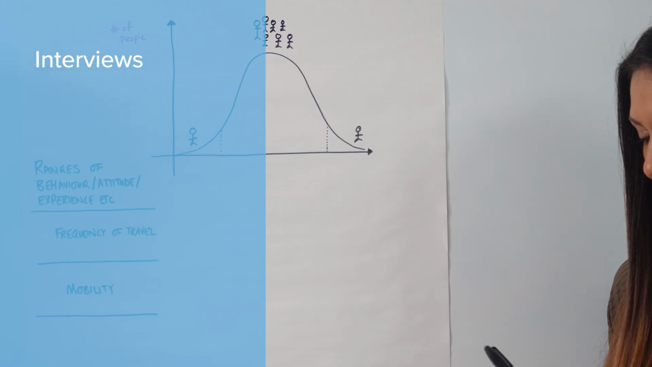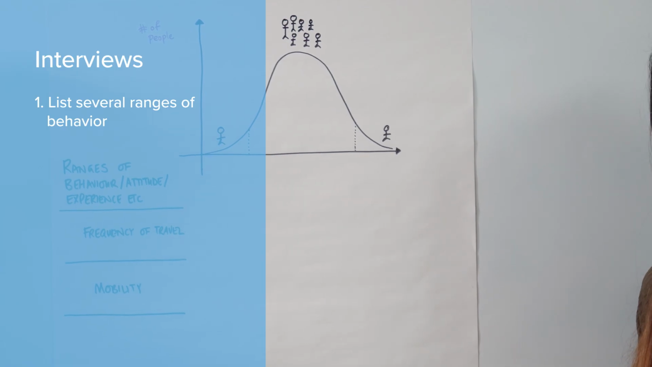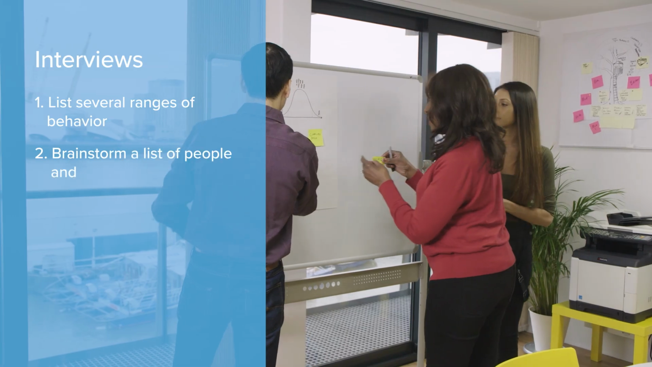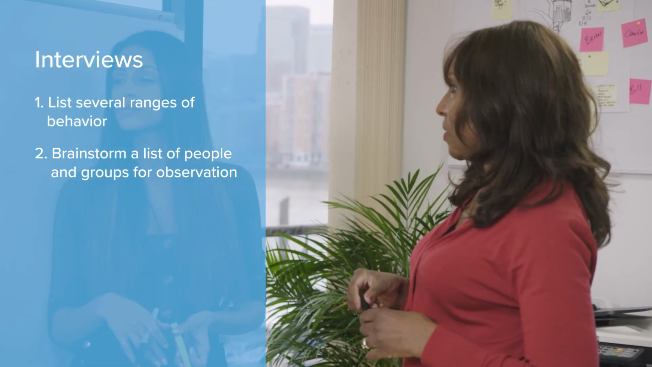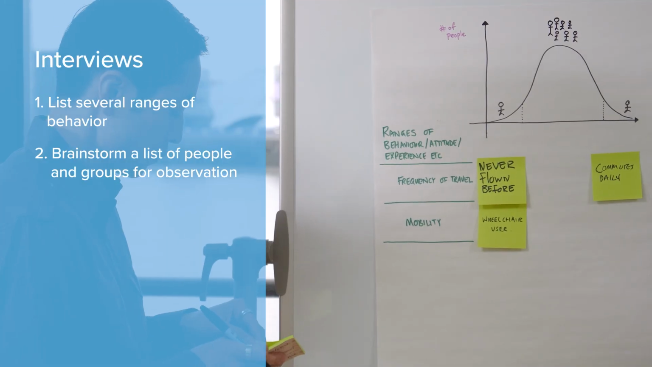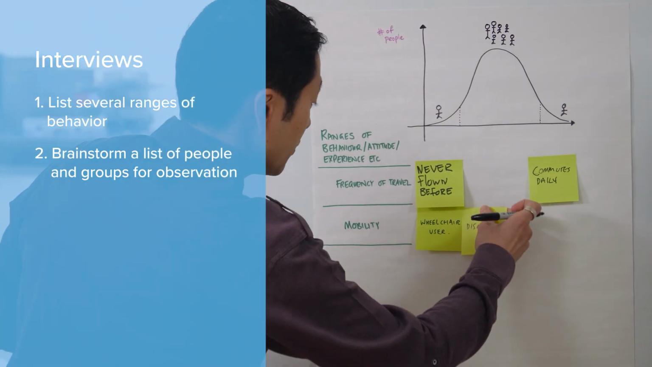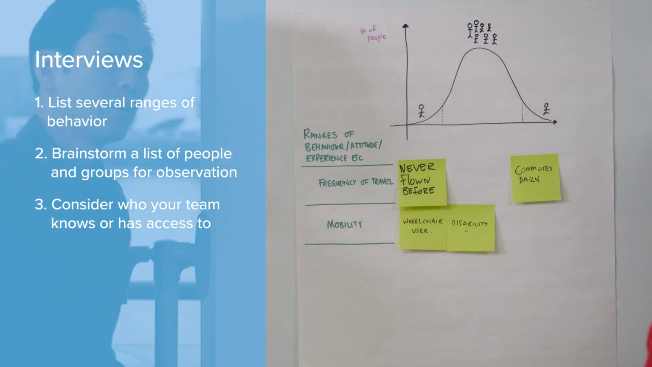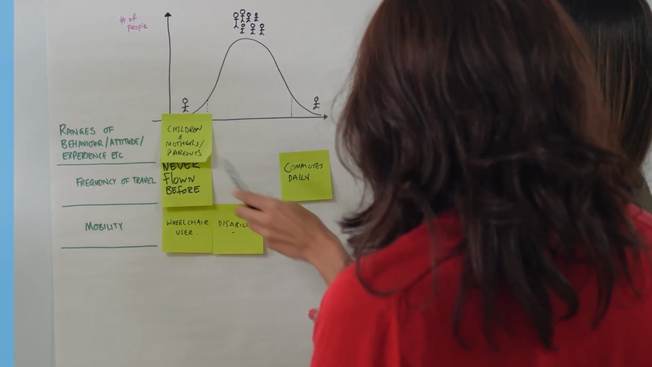To get started, list several ranges of behaviour, ability, or preference relevant to your challenge. Next, brainstorm a list of people and groups that your team can actually go out and observe or interview. For example, in our airport scenario, we might look at a frequency of travel as a range, frequent business flyers at one end, and first-timers on the other. Then consider who your team knows or has access to that you can go and speak to or observe.